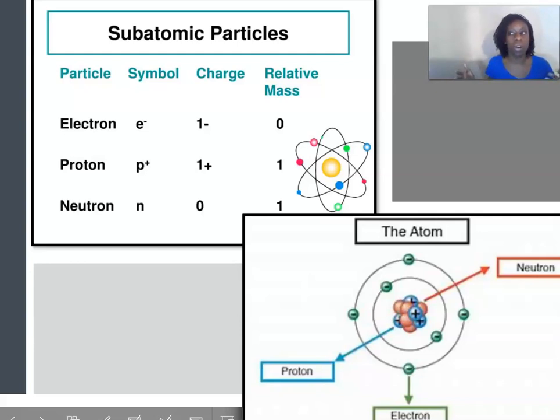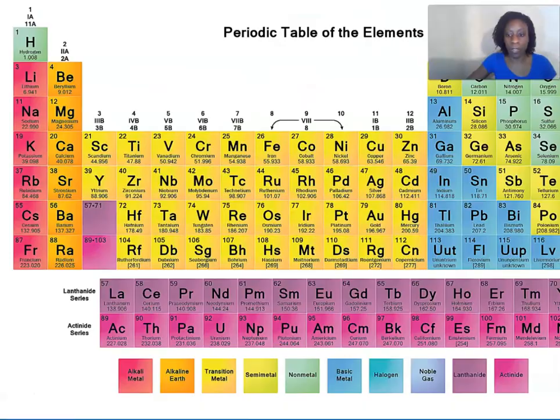You may be thinking, what makes one atom different from another? If all atoms have the same subatomic particles, protons and electrons and neutrons, then how can a carbon atom be different from a silicon atom? Great question. Let's talk about that. What makes one kind of atom different from another kind of atom is the protons inside of the atom, specifically the number of protons inside of the atom. All right, so let's look at the periodic table here.